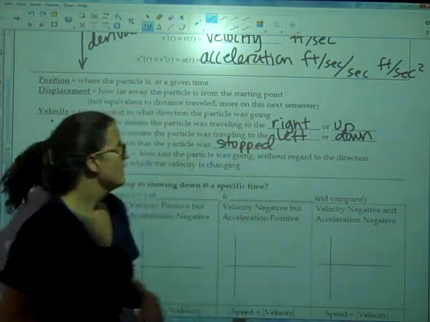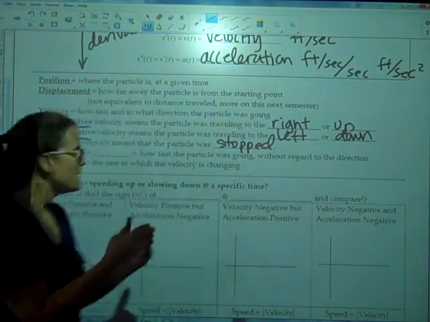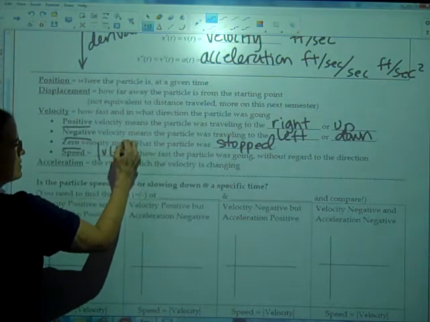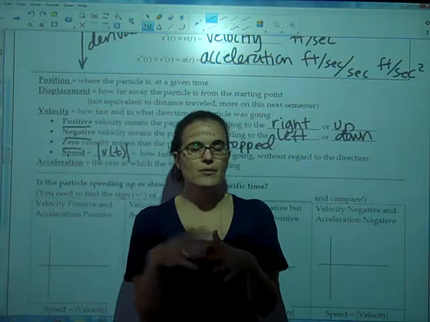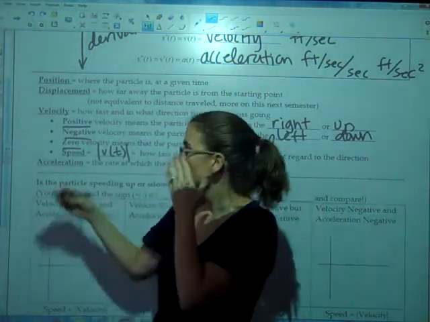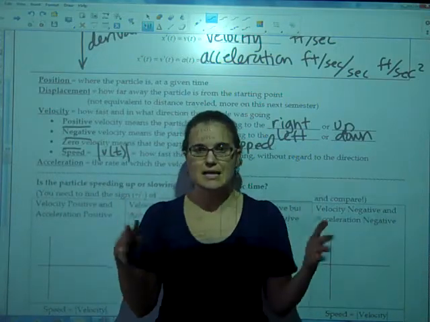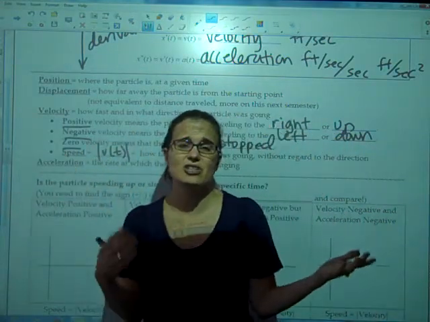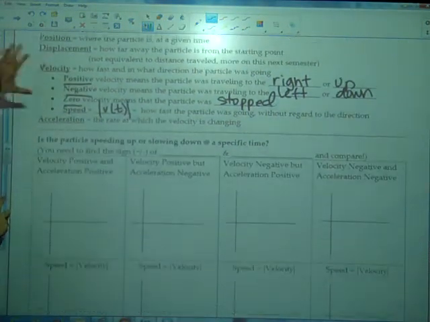Okay. Speed is on the same level as velocity, but speed does not tell us the direction, it just tells us how fast. So if we want the numerical value, but we don't care about whether it's positive or negative, so traveling to the left or to the right, we'll just take the absolute value of velocity. So speed is related to velocity, and it will be the same numerical value, but we will not see the sign, the positive or negative. Okay. And then again, acceleration is just the rate of change of the velocity. So we will totally be using all this.